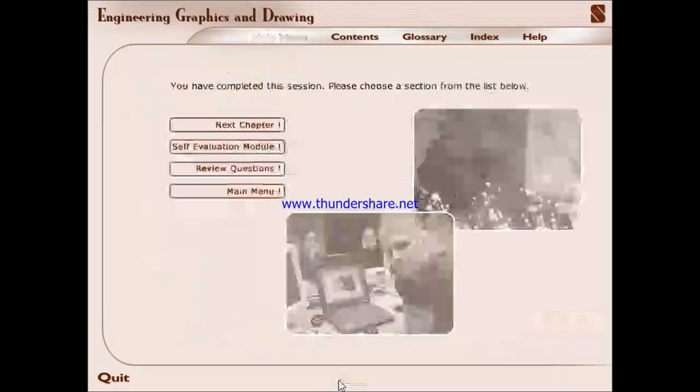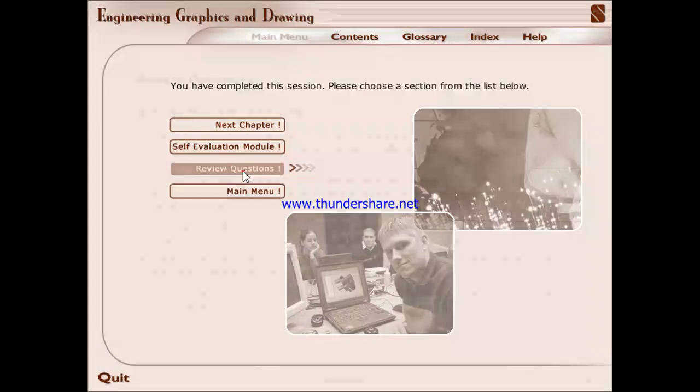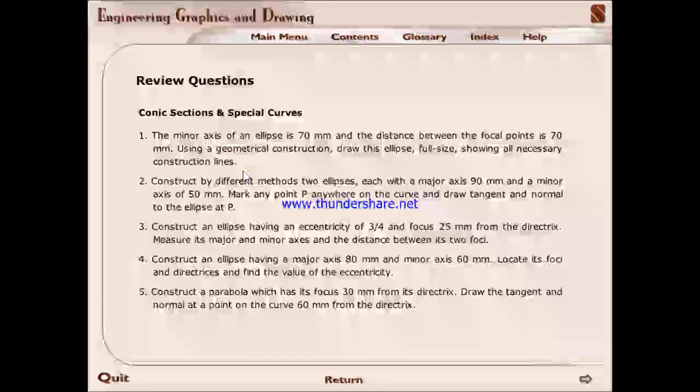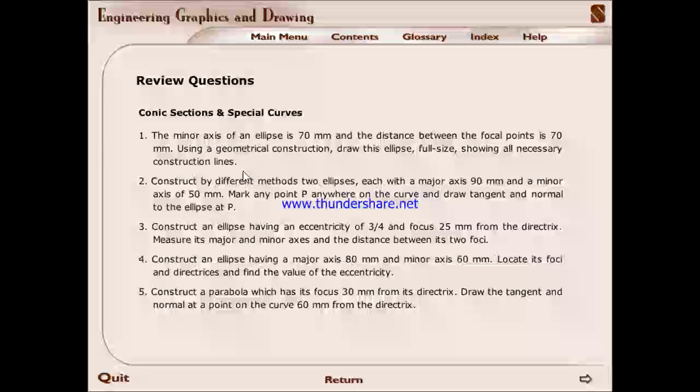Now, you come to the self-evaluation. After completion of the self-evaluation module, now go to the review questions, that is, examination questions. Now you note down all these. After this, we'll move to the next one.